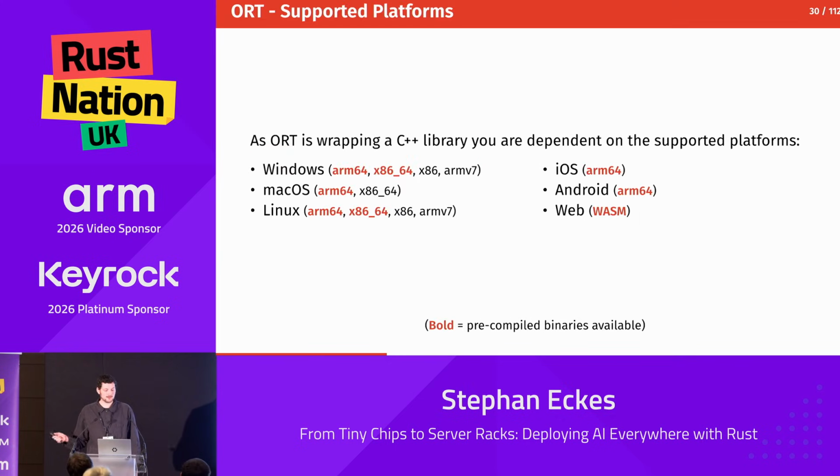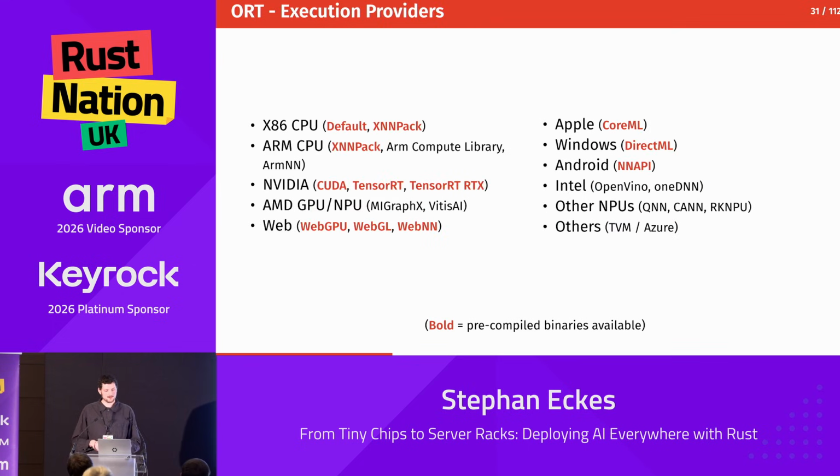And supported platforms: because it's still the C++ library underneath, you cannot just compile it everywhere where Rust compiles. But you see all the major operating systems are supported, even web now. And all the ones in bold are available as precompiled binaries. So you really just do cargo add and it works. That's awesome. And the execution providers that are supported are those, so you can run it nearly everywhere.